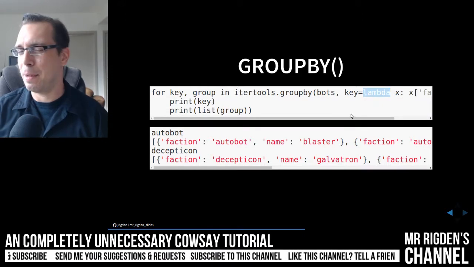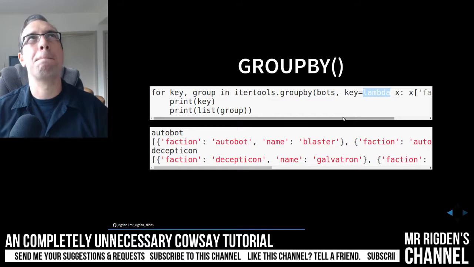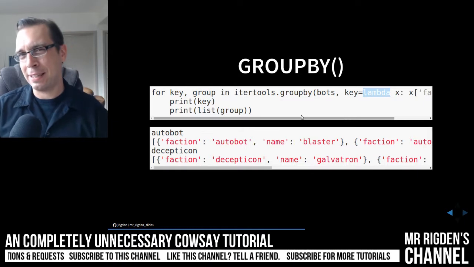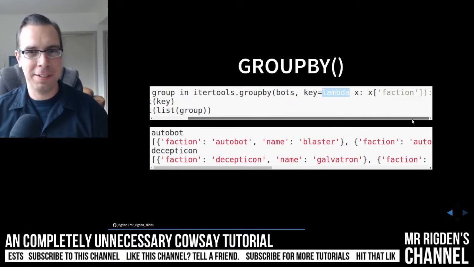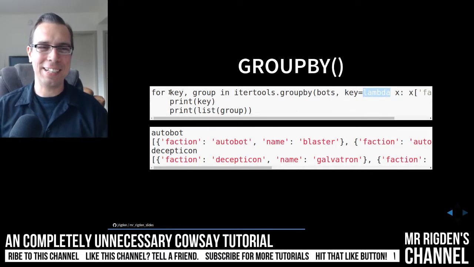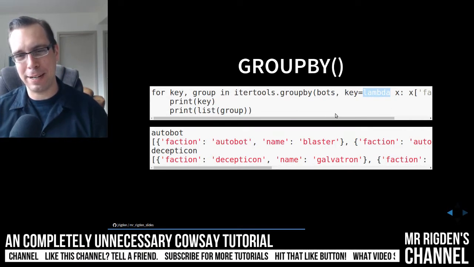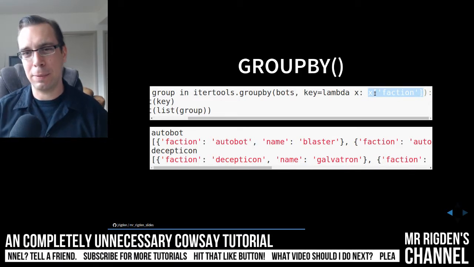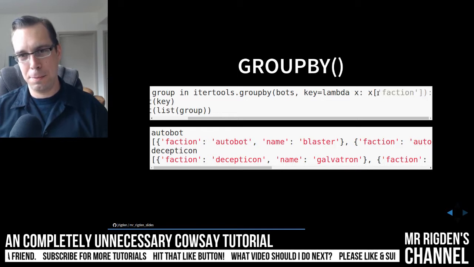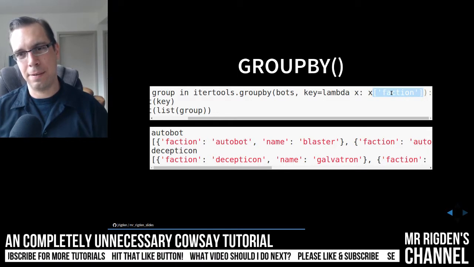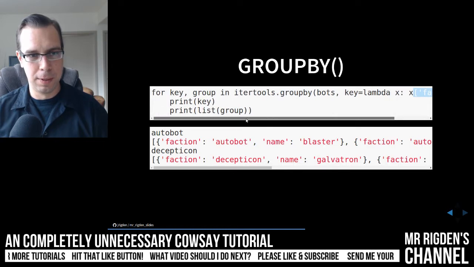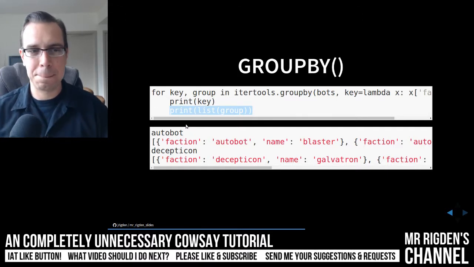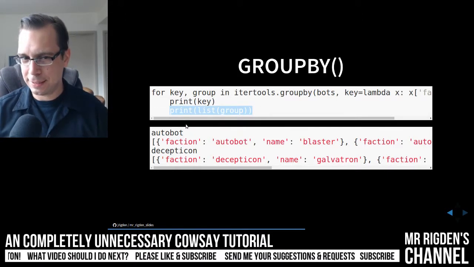You see a lot of lambdas in the Itertools, or at least you don't need to see them, but it's where they live. It's like it's their home, almost. So for key and group in itertools.groupby bots, key, and our lambda function here is showing basically we want to access the dictionaries' key, faction, to get it, and then we're going to print the key, and we're going to print a list of the group. Hopefully this makes sense. Okay, here we go.